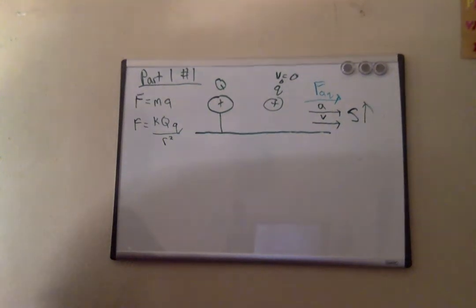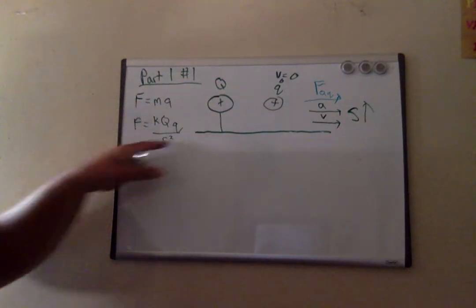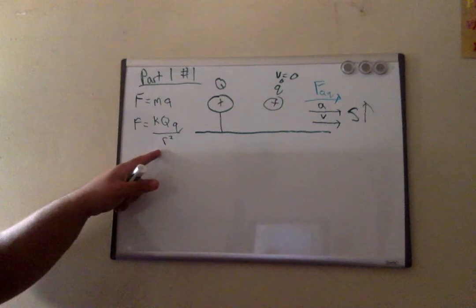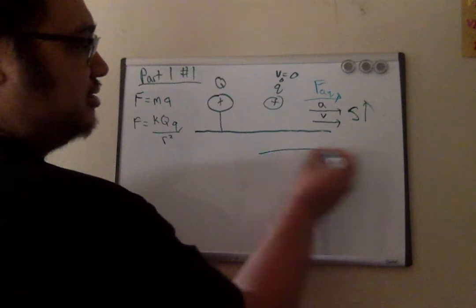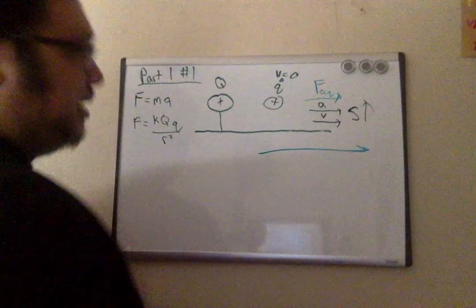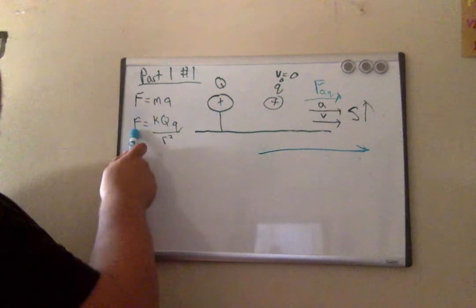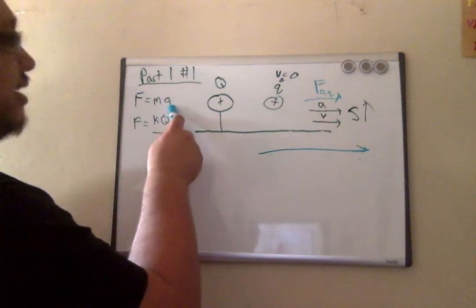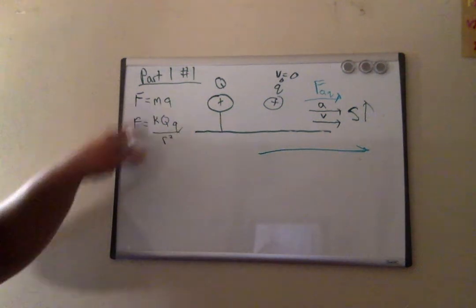For C, as it moves farther and farther from Q, its acceleration will keep increasing. So we know that's not true, because remember, the electric force is equal to K Q1 Q2 over r squared. As it keeps moving further away, the distance keeps getting larger. Therefore, the force is decreasing. If the force is decreasing, then acceleration is also decreasing, not increasing, because we know that these are equal.